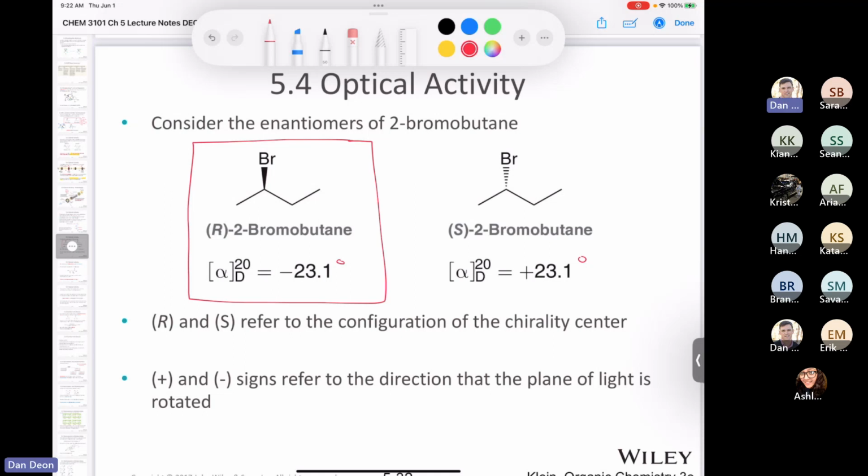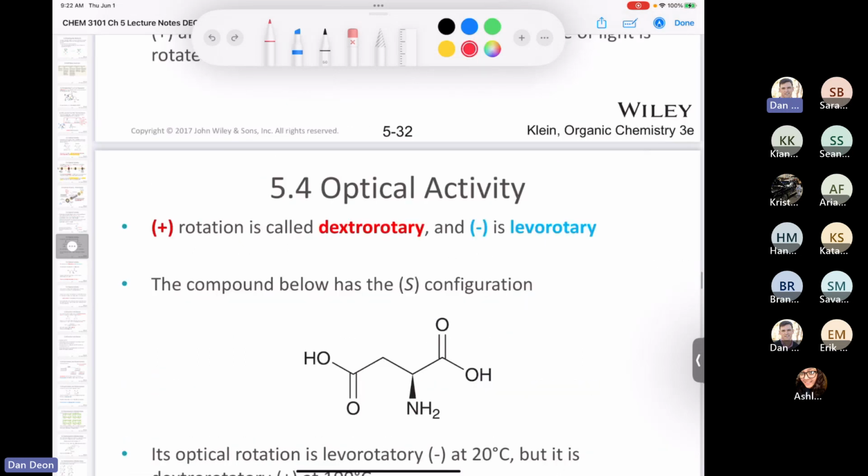Look deep into my eyes or listen to my voice very, very carefully here. There is no connection, none, between R and S and positive and negative. If an R compound rotates plane polarized light minus 23.1, maybe another R compound, maybe R-2-chlorobutane, rotates it positive. There's no correlation between the two. So don't try to draw a connection that doesn't exist, because it doesn't exist. And also, you cannot predict optical rotation. It can't be predicted at all. It has to be measured directly.